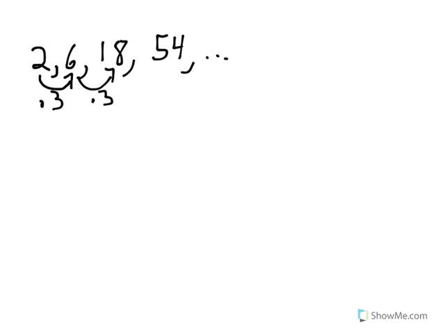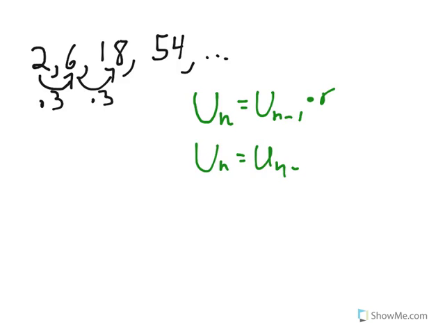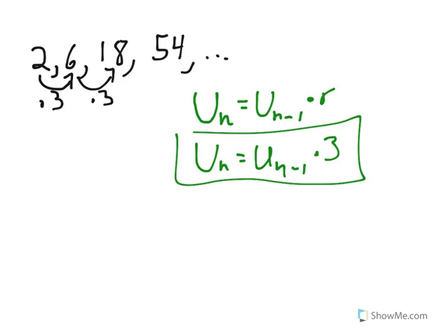Now for this one, since it's multiplication, we know it's a geometric sequence, so we would use the recursive formula of u sub n equals u sub n minus 1 times the common ratio. And for this one, we know that the common ratio is 3, so it would be u sub n equals u sub n minus 1 times 3, and that would be our recursive formula.